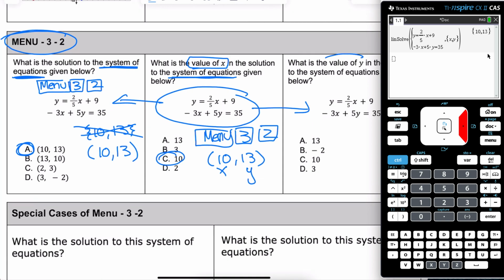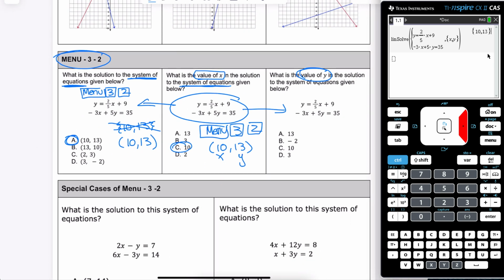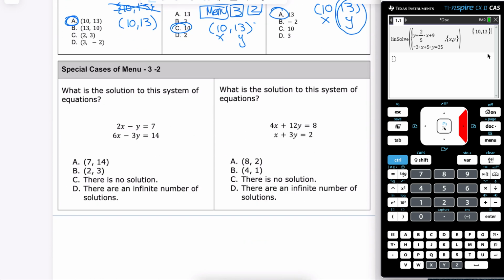On the next one, it says value of y. So if I know it's y, I have 10, 13, x, y. It's going to be 13. Okay? These are all the same question. I just wanted you to see how it could be asked. Okay? Now the next one.